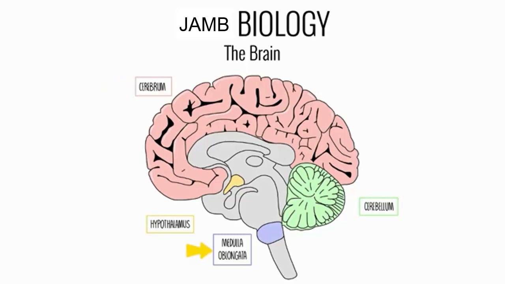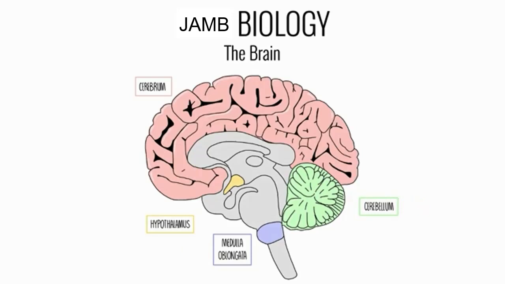For instance, the cerebral cortex is responsible for things like consciousness, intelligence, memory, and language. The medulla is responsible for control of unconscious activities like breathing and heartbeat. Also, the cerebellum is responsible for muscle coordination.